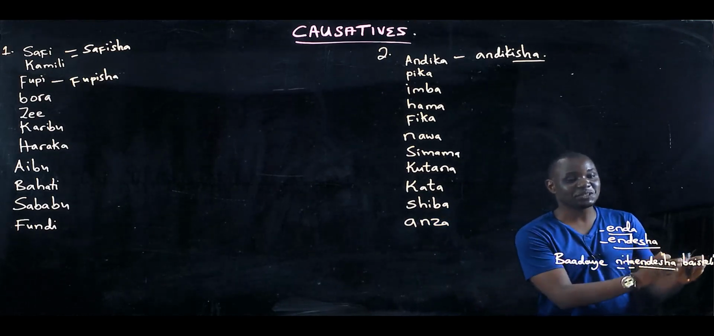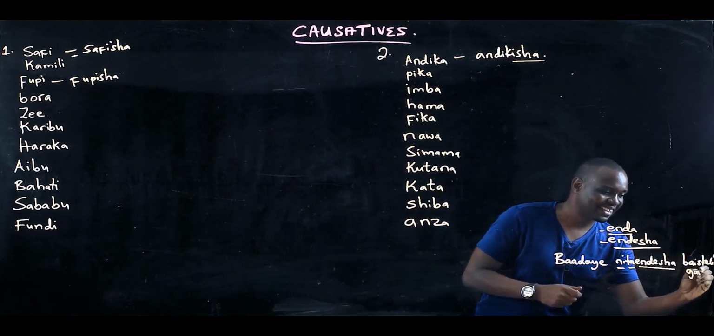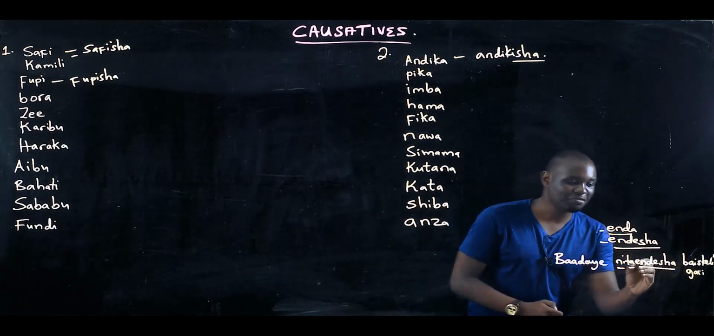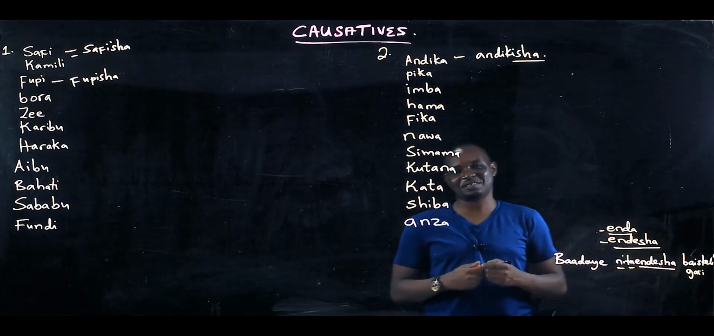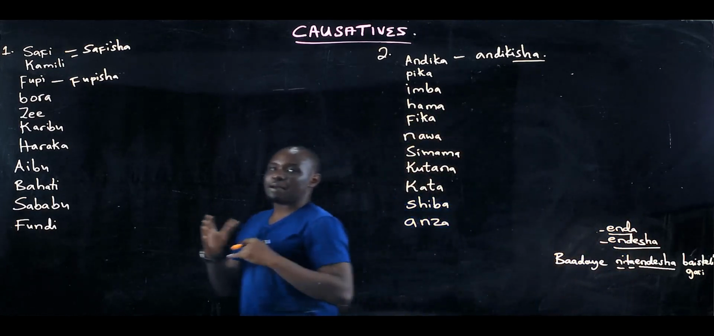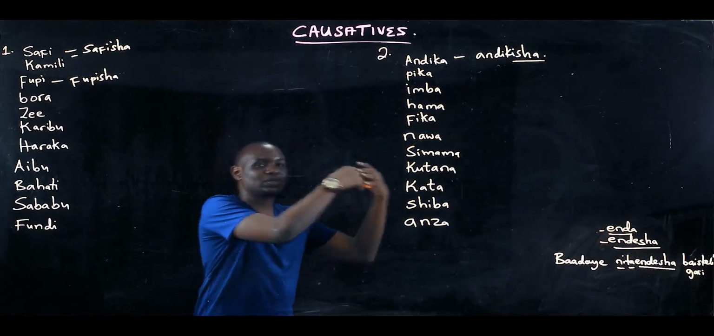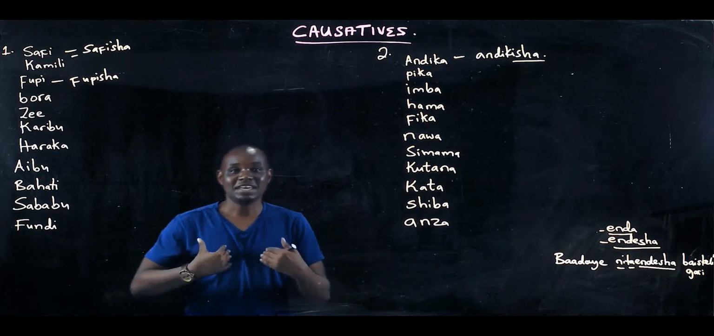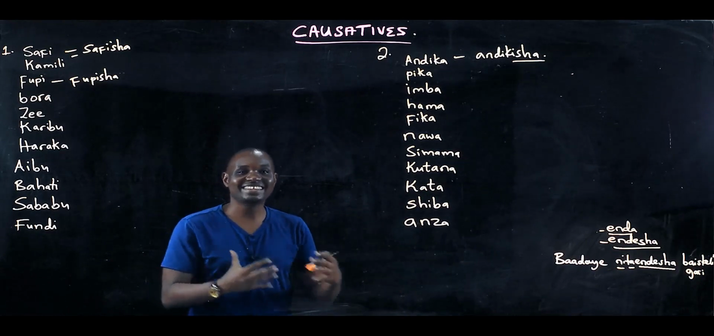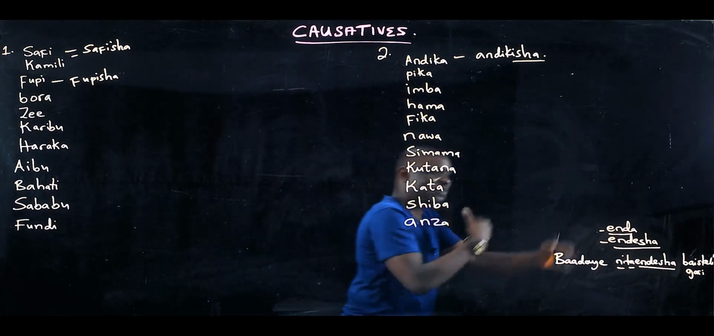Later, I will ride a bicycle. I'll make the bicycle go. I'll make the bicycle move. Au baadaye nitaendesha gari. I will drive a car. Later, I will drive a car. I'll make the car go somewhere. So, enda, endesha. So these causative verbs make or cause someone to do something, or make something do something. Mimi ninaendesha kampuni. I'm running a company. Ninaendesha kampuni. I'm making the company run. I'm making the company move. I'm making the company go.